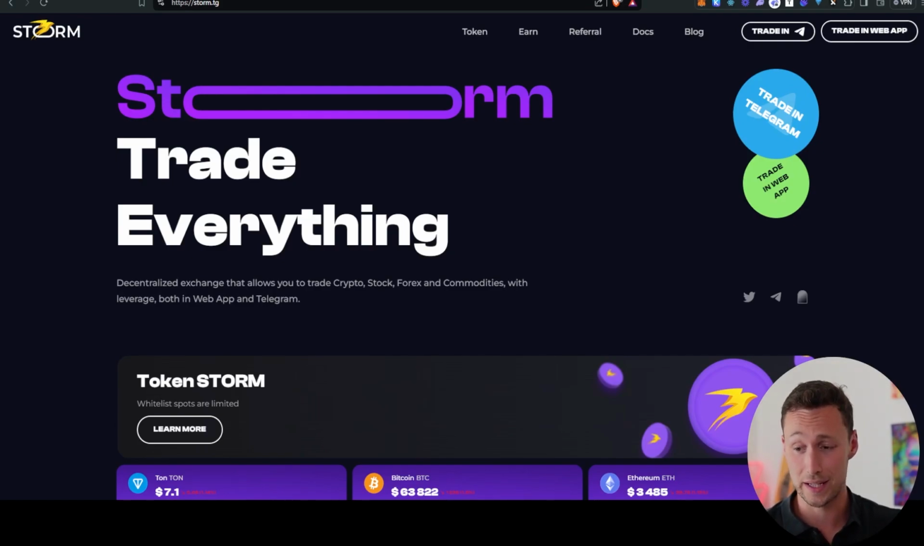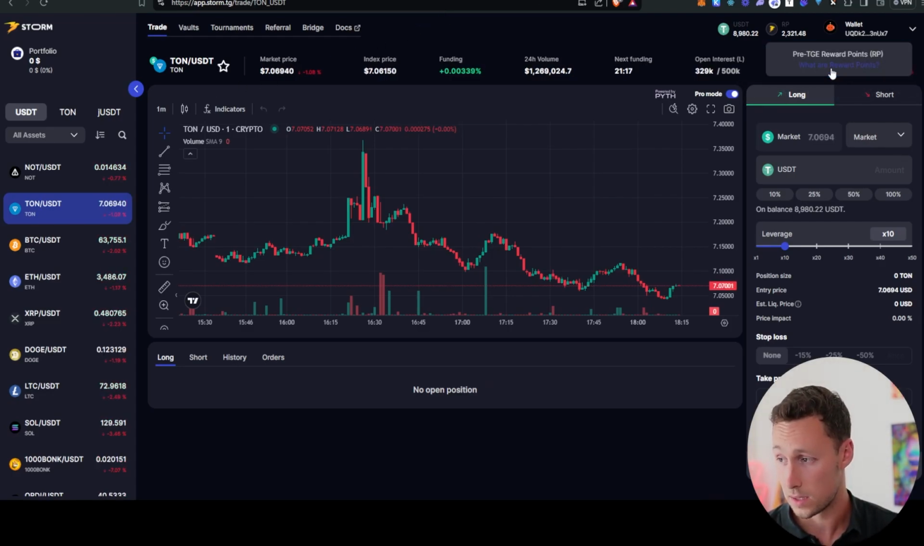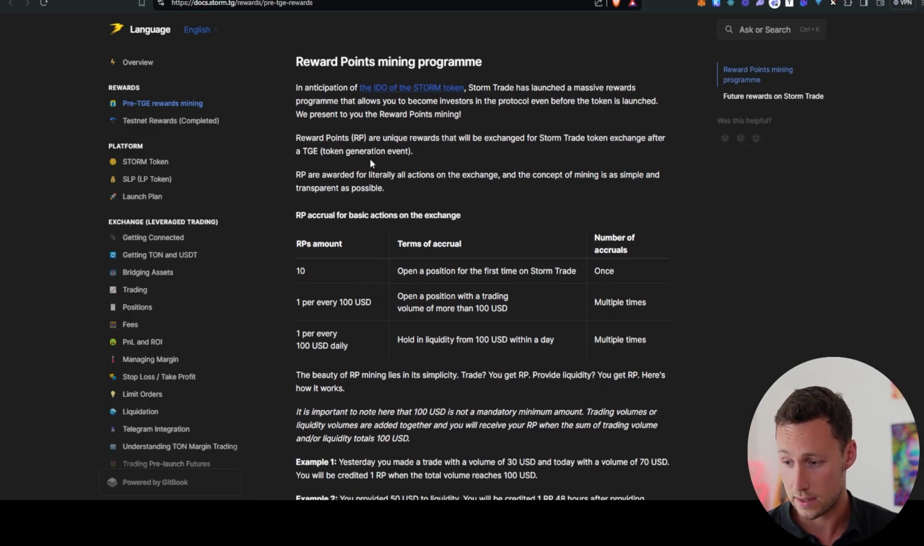Another likely airdrop on Ton that has a ton of potential is Storm Trade. Storm Trade is the leading perp dex on Ton right now. Basically, you can trade crypto with leverage, and a couple cool things about it. First off, perp dexes are traditionally one of the best money makers in DeFi, and so Storm, if Ton gains traction and Storm ends up being the major perp dex, is likely to be a money maker. Second off, they have an ongoing points program. If you look here at their pre-TGE rewards mining, then they are saying outright that those reward points will be exchanged for Storm Trade tokens.